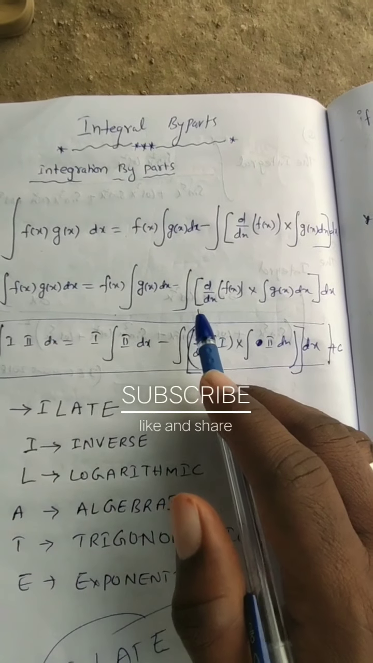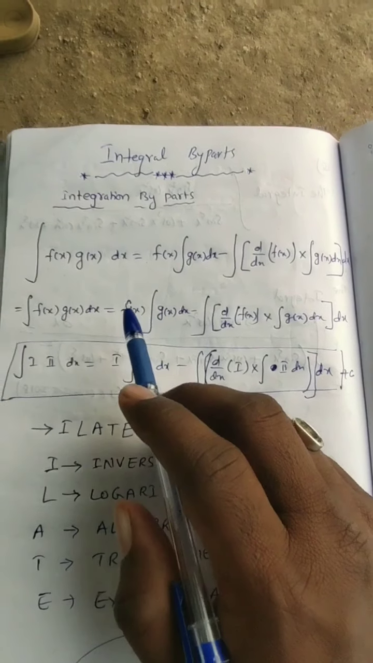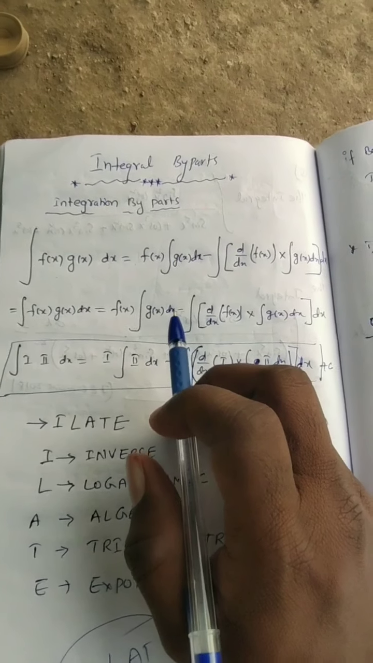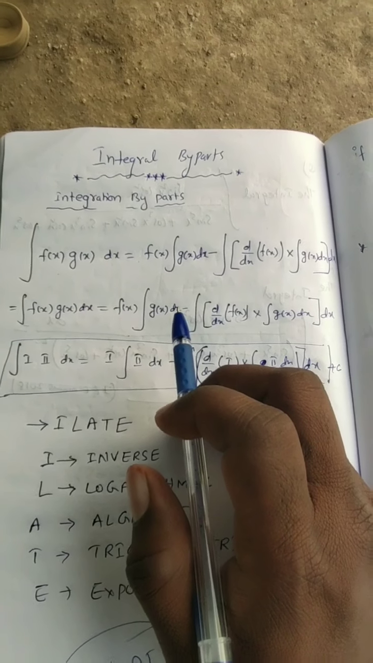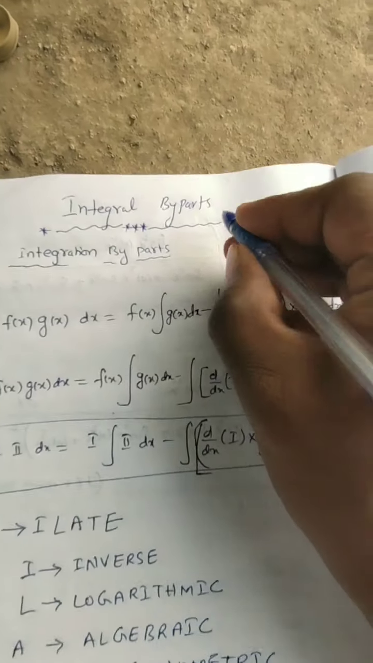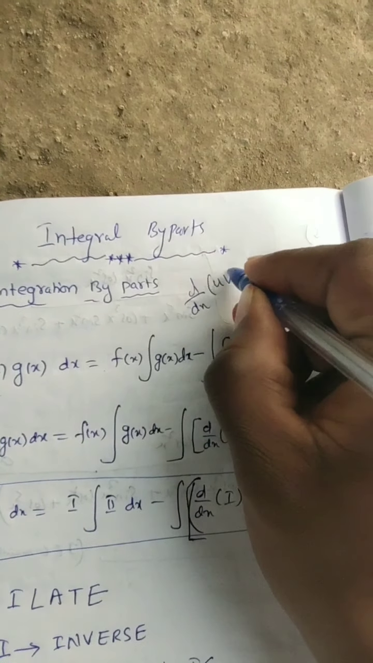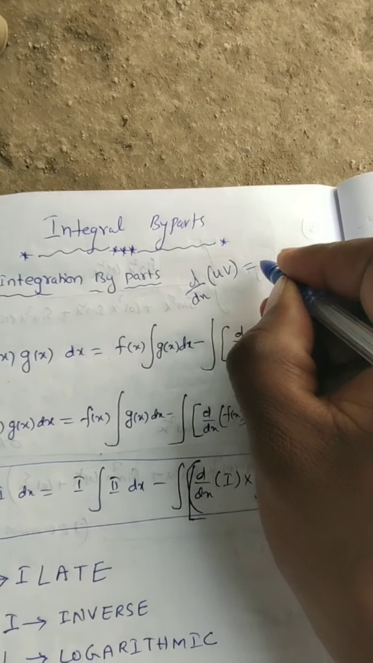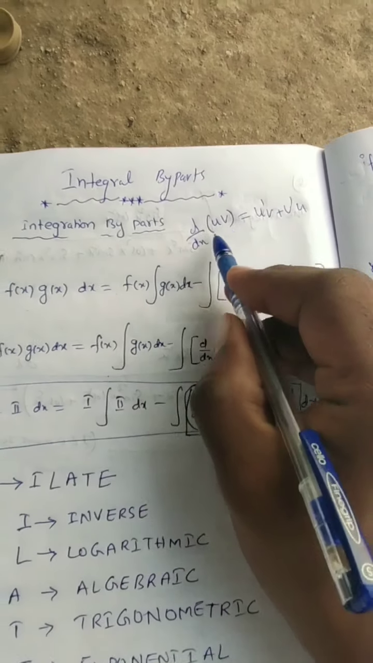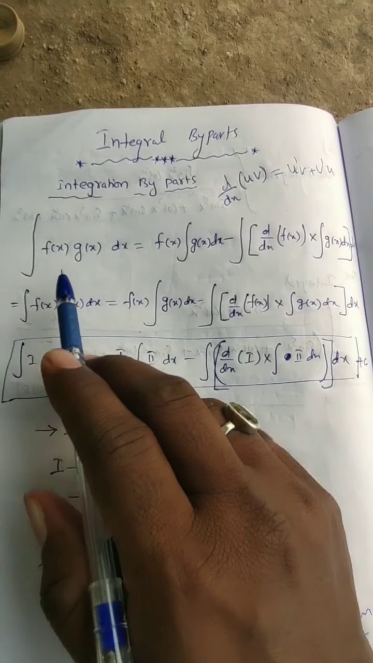Dear students, let us start today's class: integration by parts. This is used for finding the integration of a product of two functions. Like in differentiation we find the derivative of a product of two functions, d(uv), where u and v are two functions, we say u'v plus v'u. The same way we will do in integration also.